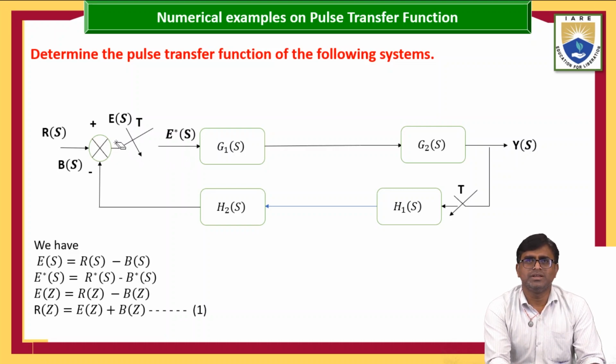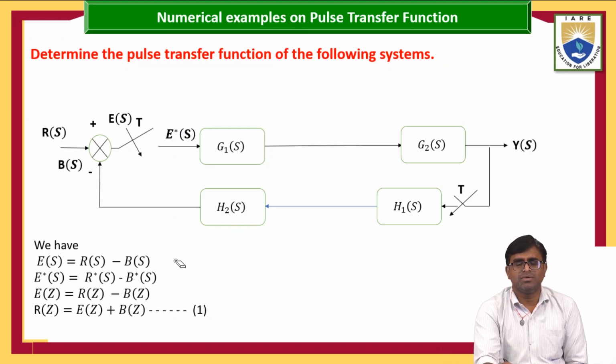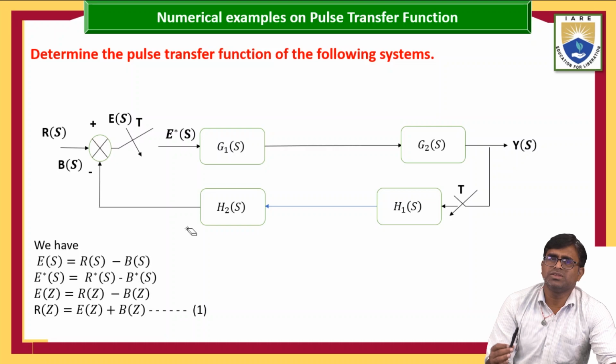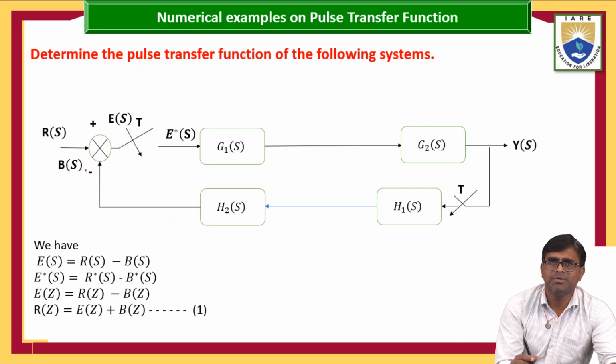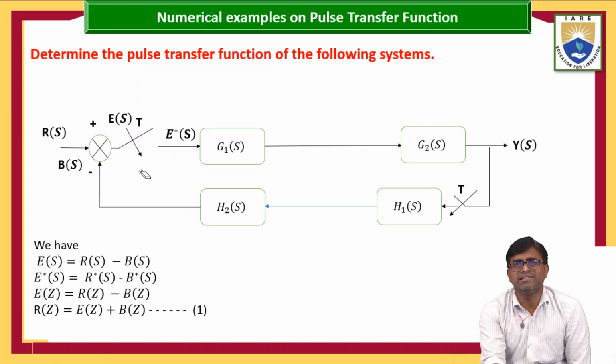So looking at this block diagram, E of S is nothing but the summation of the input block R of S plus the feedback block B of S. Okay, B of S. But in the feedback path I am using negative feedback. That's why E of S equals R of S minus B of S. After that, in the block diagram we are applying the pulse. That's why E of S becomes E star of S.